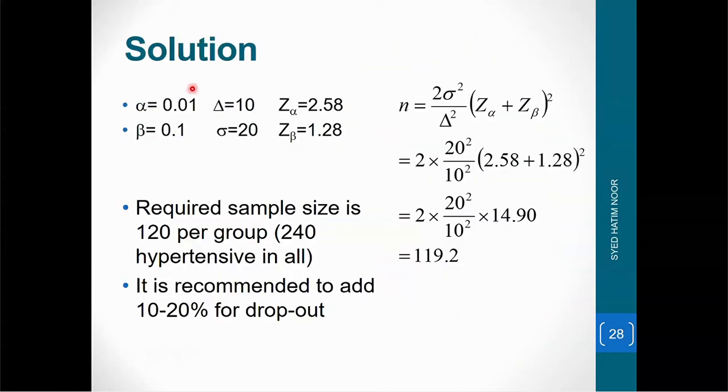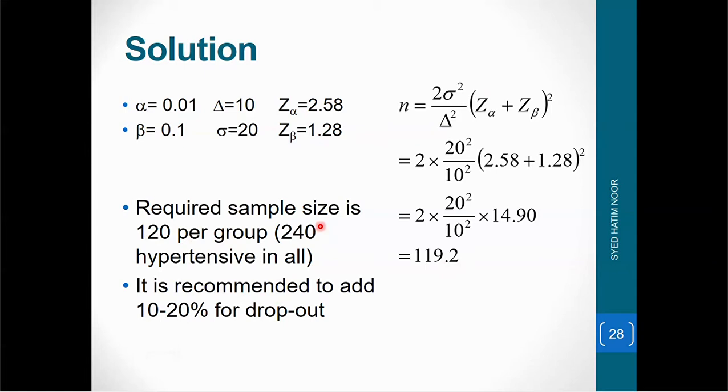Alpha is 0.01, beta is 0.1 for 90%. Detectable difference is 10, standard deviation is 20. Z alpha is 2.58, Z beta is 1.28. Put in the formula, you get 119, for example 120. This is per group. Then you multiply with 2, so you need 240. Before that, you still need to add the dropout rate. So that is your sample size.